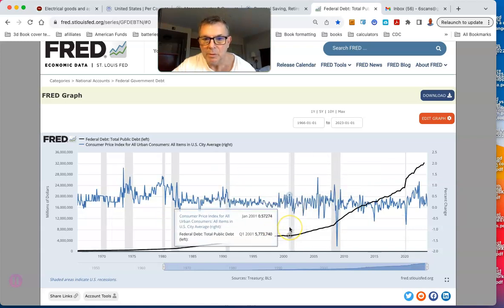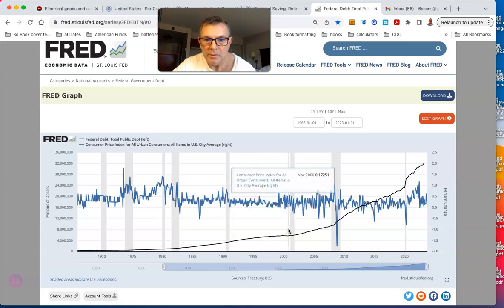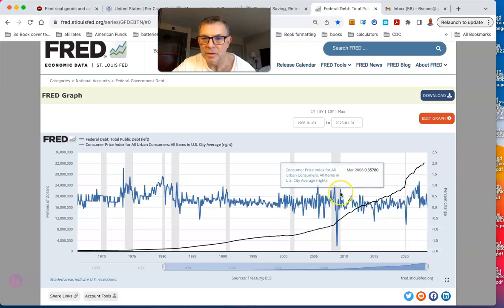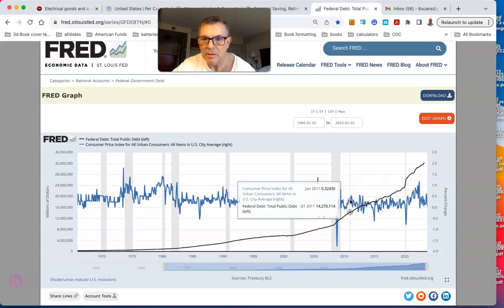2000, we went from, let's see here, 2000, we had $5.6 trillion of debt, and then 2010, we had right there, $14 trillion in debt. Again, a tripling. And there wasn't any inflation in the odds.